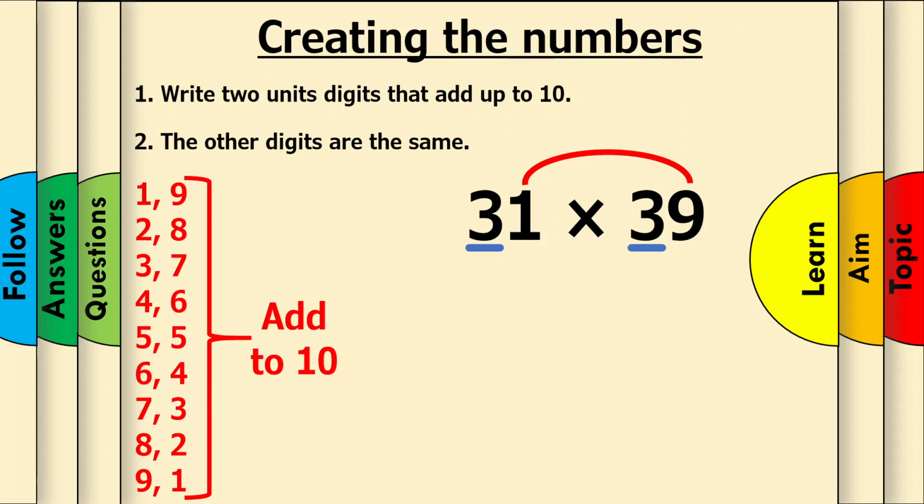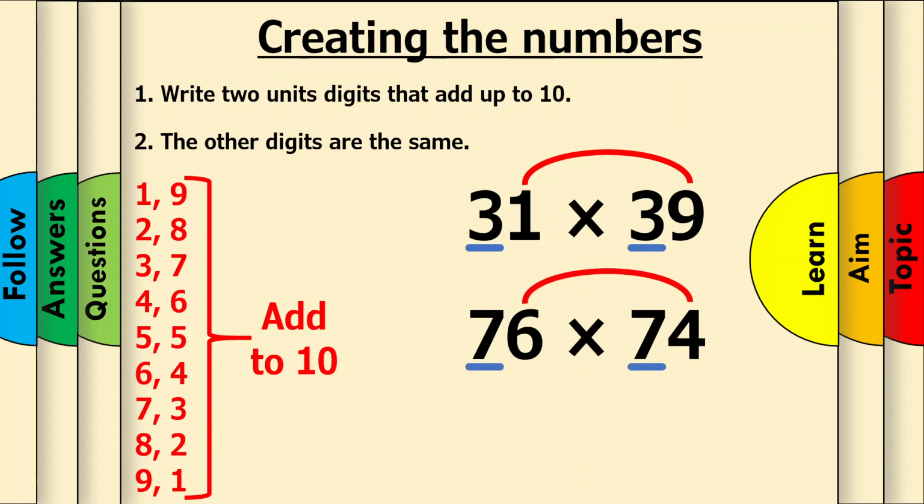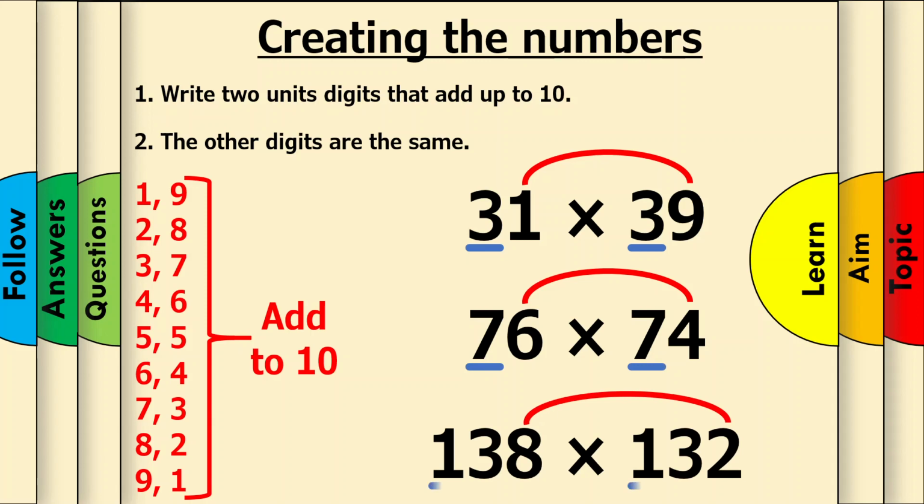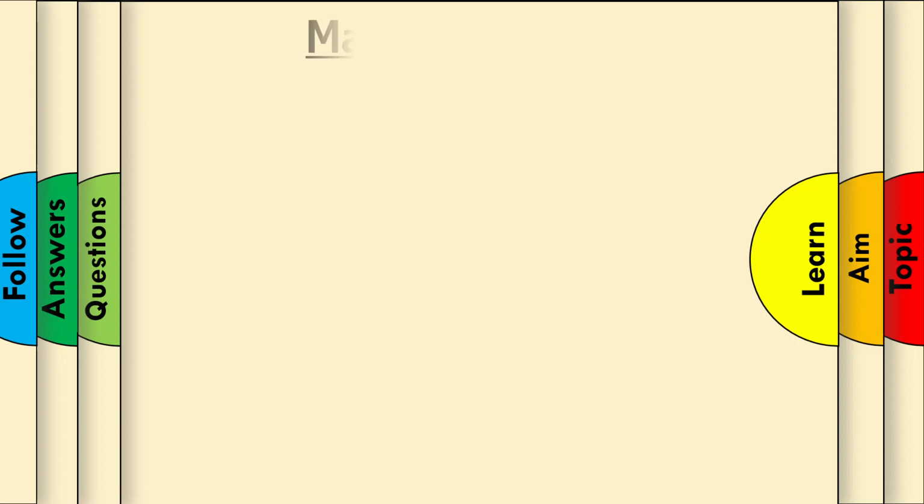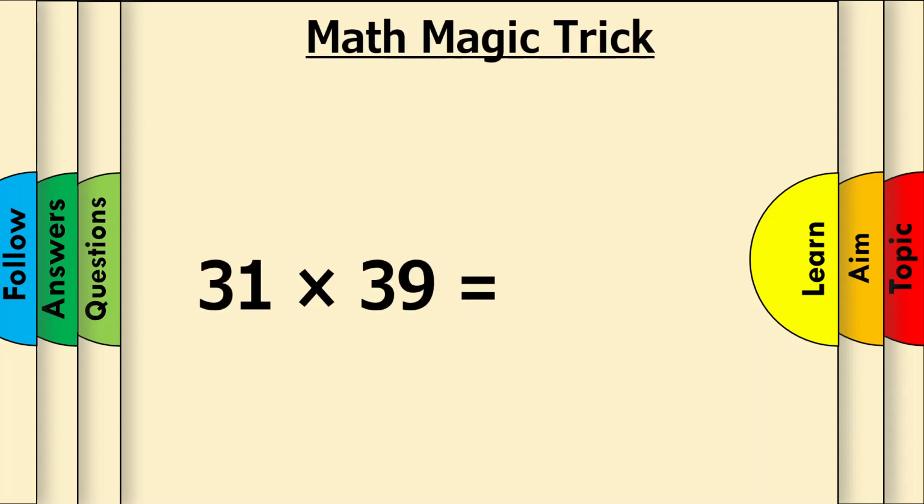Like so, the possibilities of the numbers are endless. 76 multiplied by 74, 138 multiplied by 132, and so on. We can even have numbers of even more digits, so you can make your audience mind blown, literally. After quickly choosing your numbers, here comes the fun part, the real math magic.